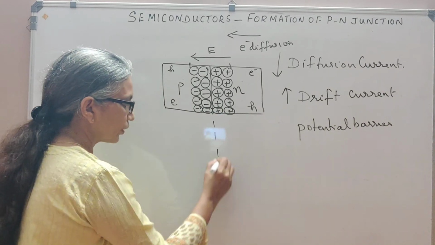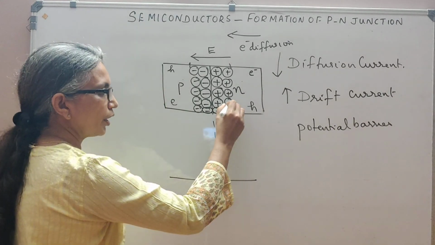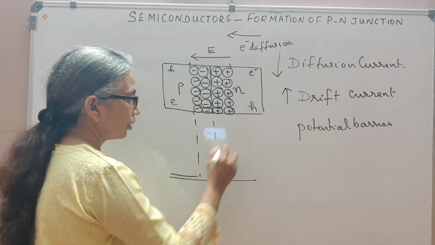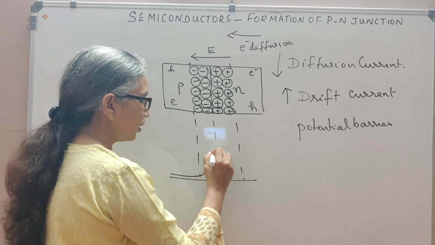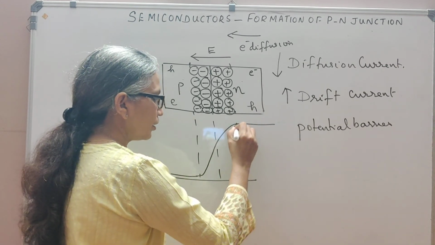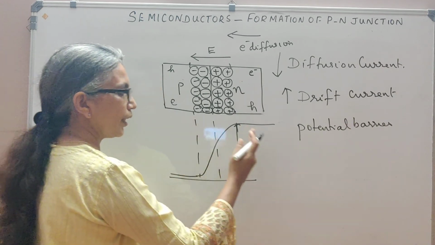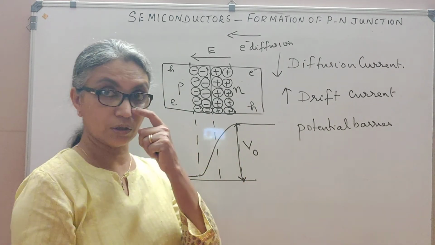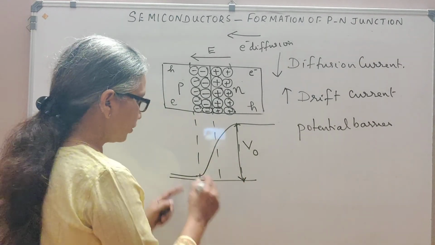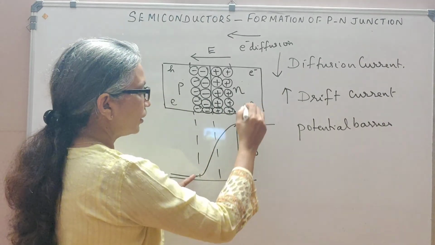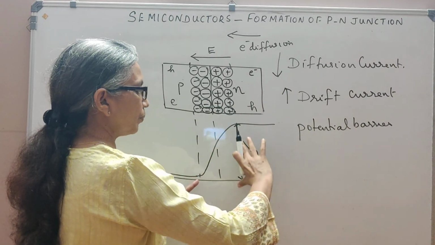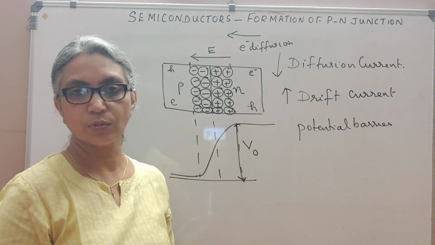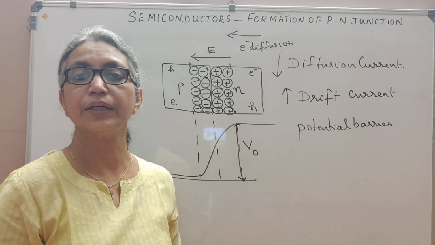Now if I draw the two sides, you will see this is at a higher potential and this is at a lower potential. Across the junction, you will see there is a change in potential, and this difference in potential between the P side and the N side is what you call the potential barrier, which we denote with V0. It's also called the barrier potential V0. This difference in potential between the P and N sides across the junction is what you call the barrier potential or potential barrier.